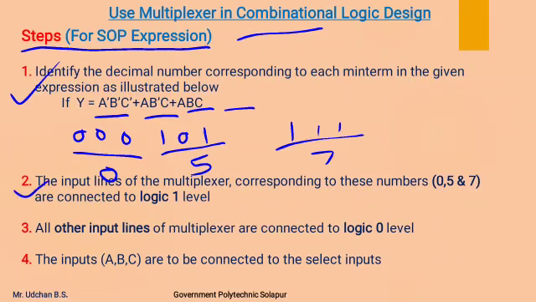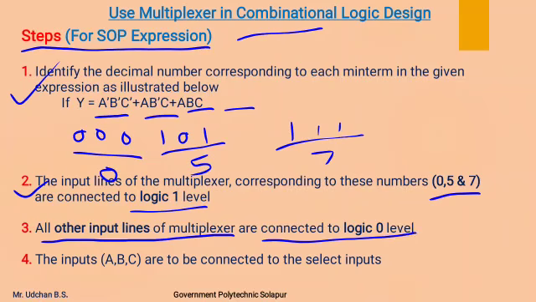So the input lines of the multiplexer corresponding to these numbers, that is 0, 5 and 7, are going to be connected to logic 1 level, and all other input lines of the multiplexer are connected to the logic 0 level, and the inputs A, B, C are to be connected to the select inputs.